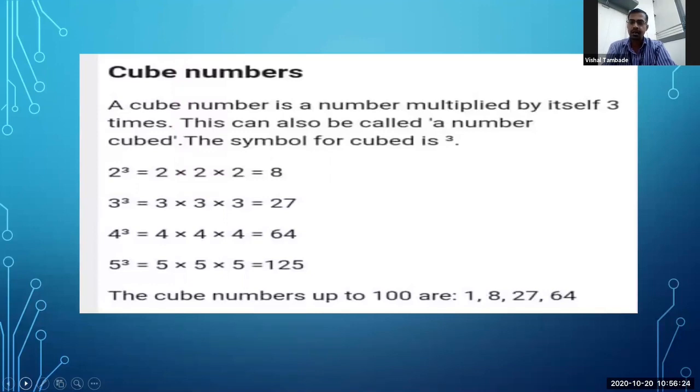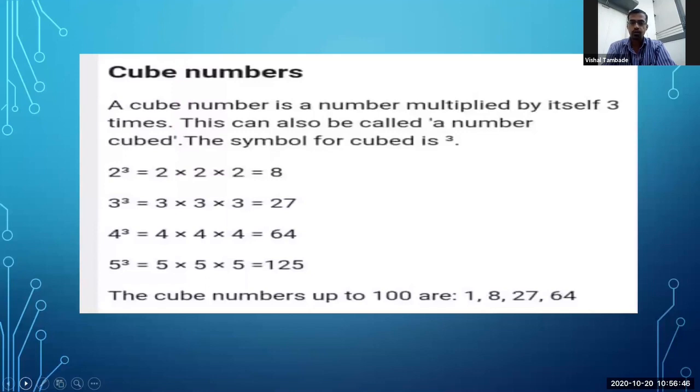Okay. Now another example. 3 raised to the power 3 means 3 cubed. Now for 3 cubed, you have to multiply 3 times. 3 multiplied by 3 multiplied by 3. 3 times 3 is 9. 9 times 3 is 27. Okay. Now the cube of 3 is 27.